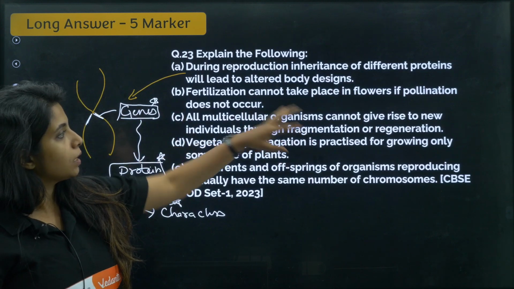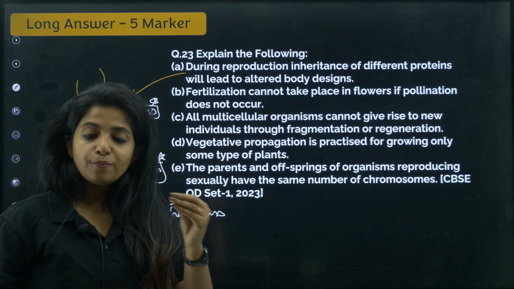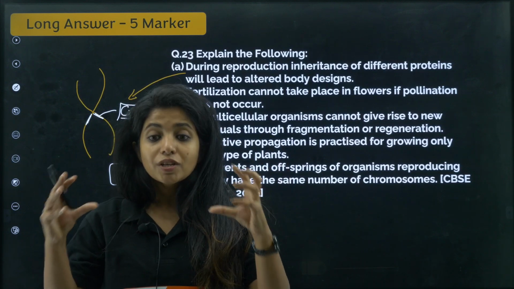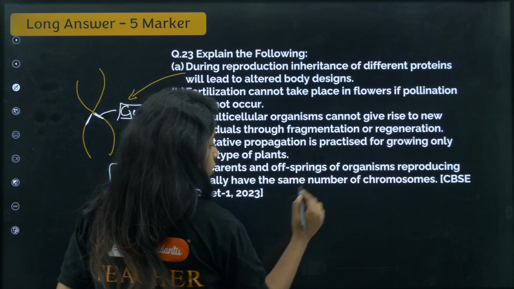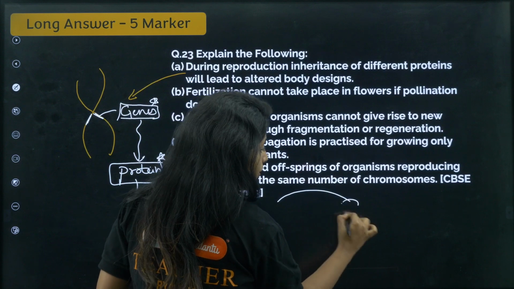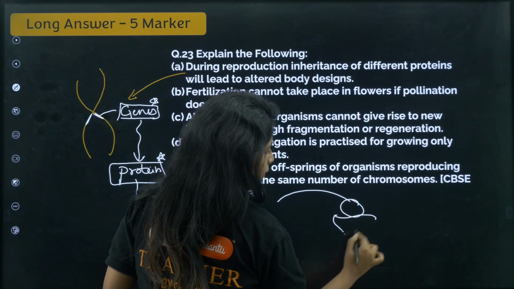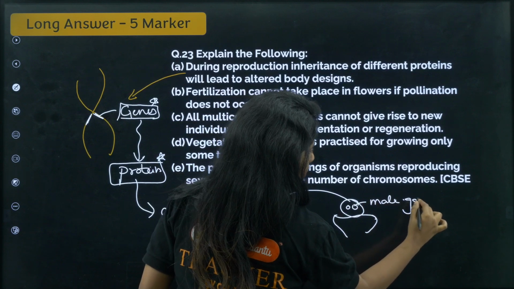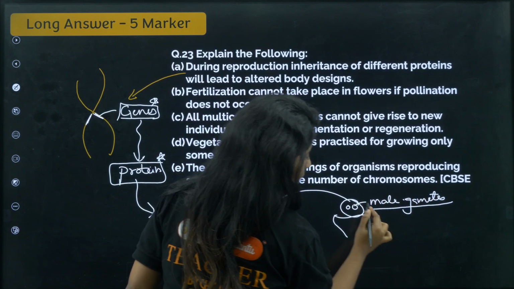Now, fertilization cannot take place in flowers if pollination does not occur. If pollination does not occur, do you think fertilization can happen? No. Why? Pollination is the one that carries pollen. Pollination is the one that helps in the transfer of pollen grains onto what? The stigma. Now these pollen grains have what? They have the male gametes.